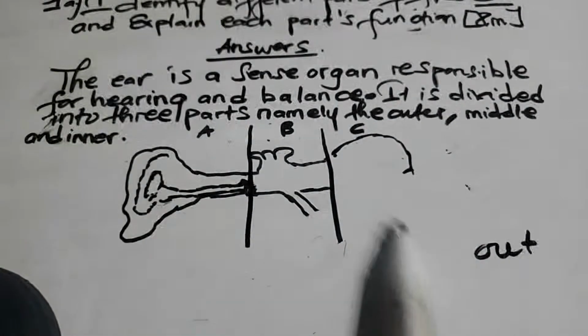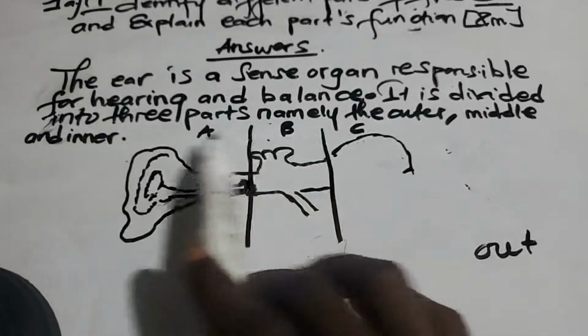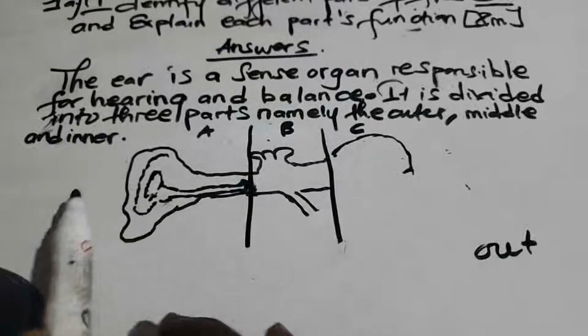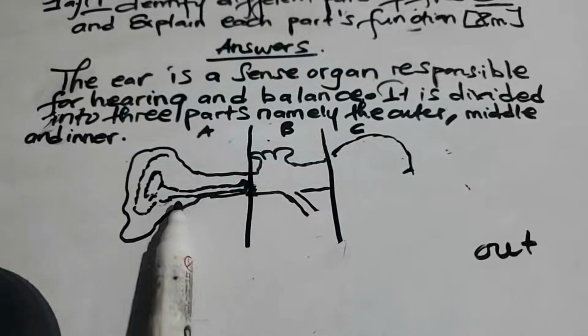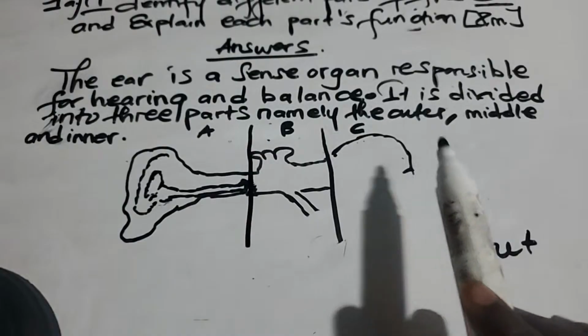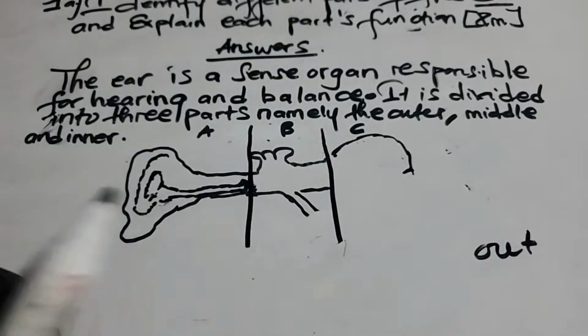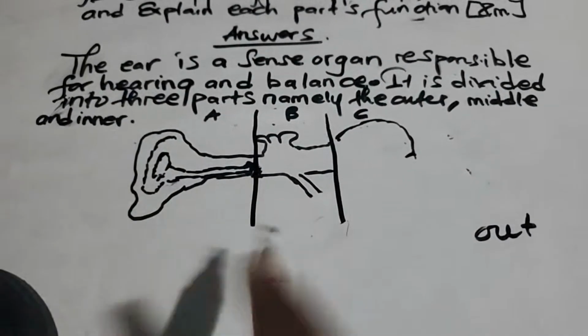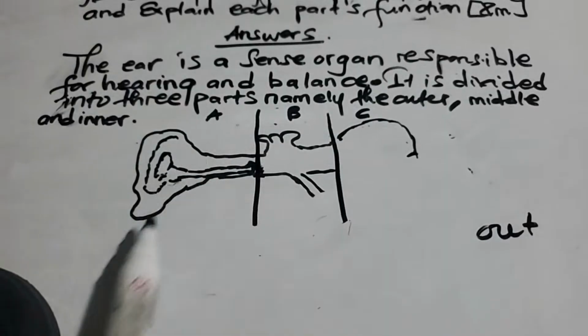So if you check very well, I have said that the ear is divided into 3 major parts. We have the outer part, then we have the middle part, and we have the inner part. So what are you going to do here exactly? It's quite simple. You have to understand that the outer part is made up of what?